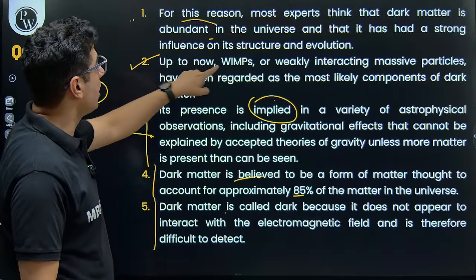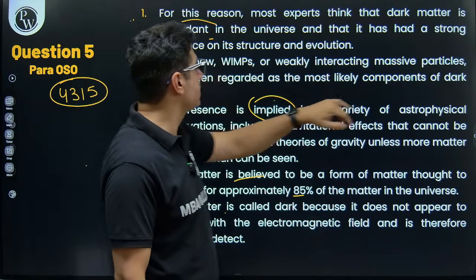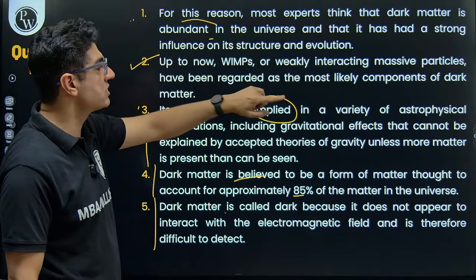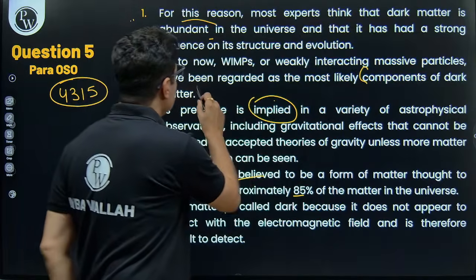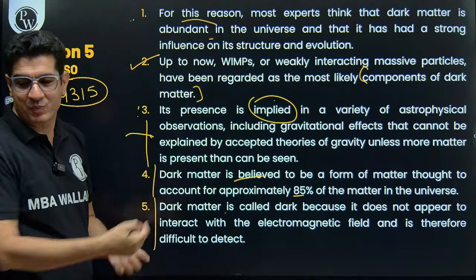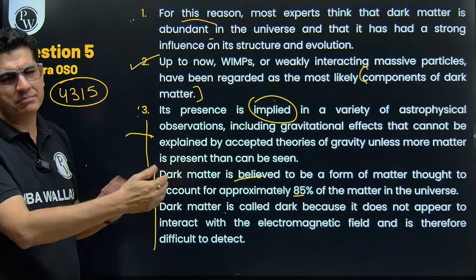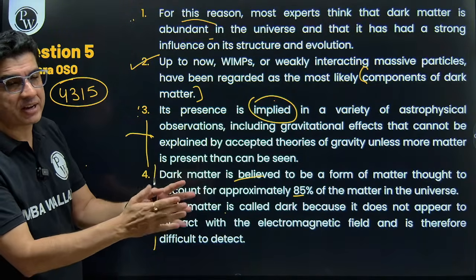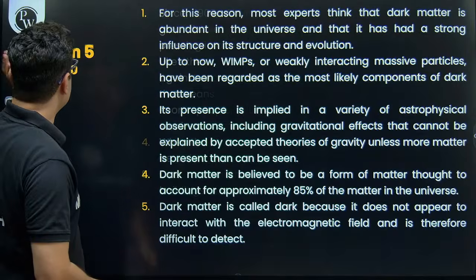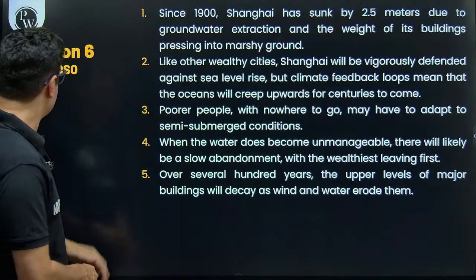Up to now, WIMPs or weakly interacting massive particles have been regarded as the most likely components of dark matter. So you notice we are getting into a new theme now. Because you're getting into a new theme, you would ideally put it in a separate paragraph and not in this one. And here is one last question for today.